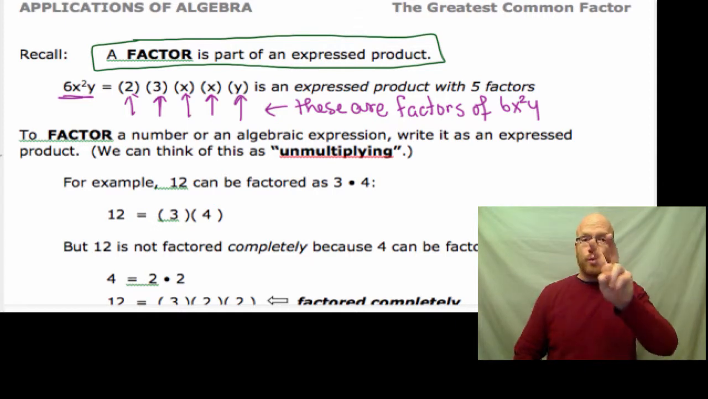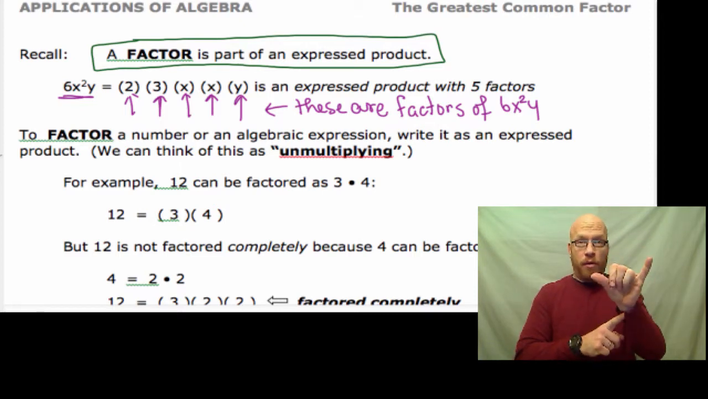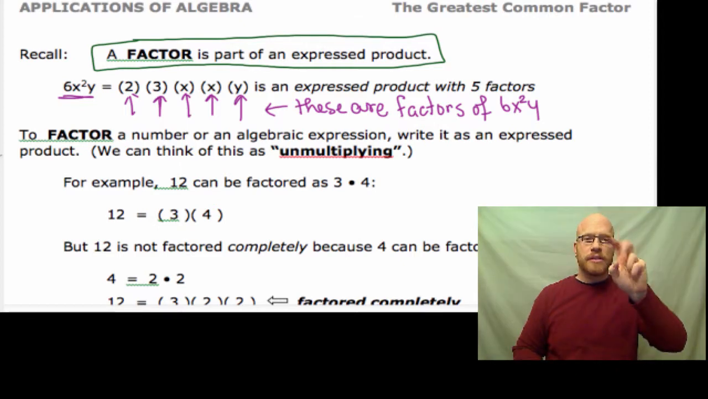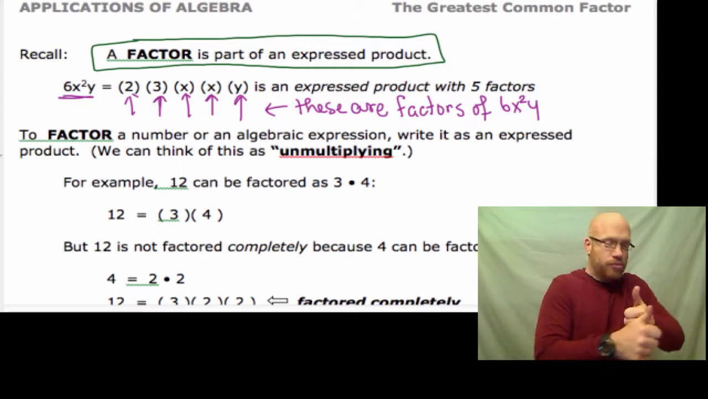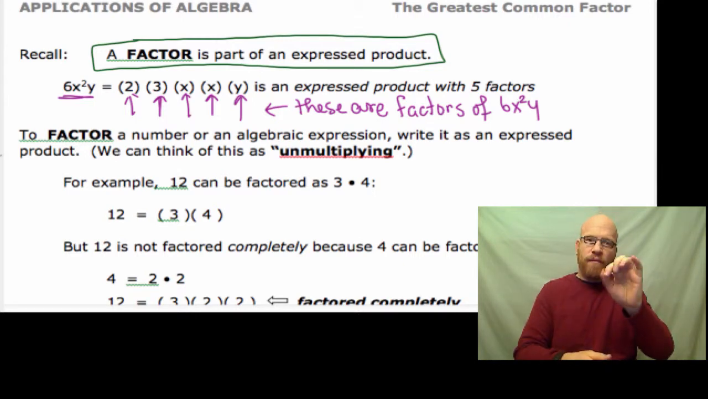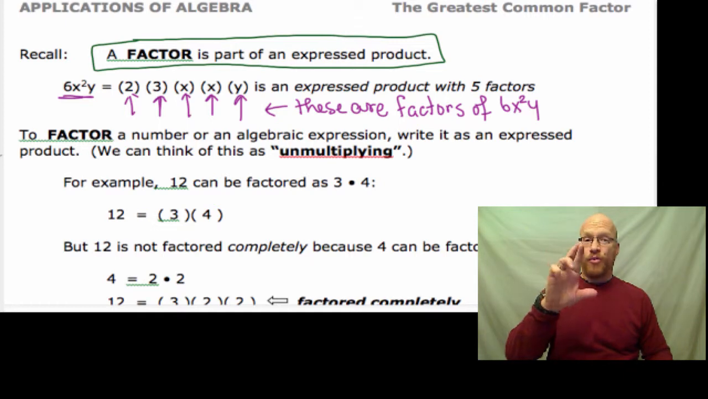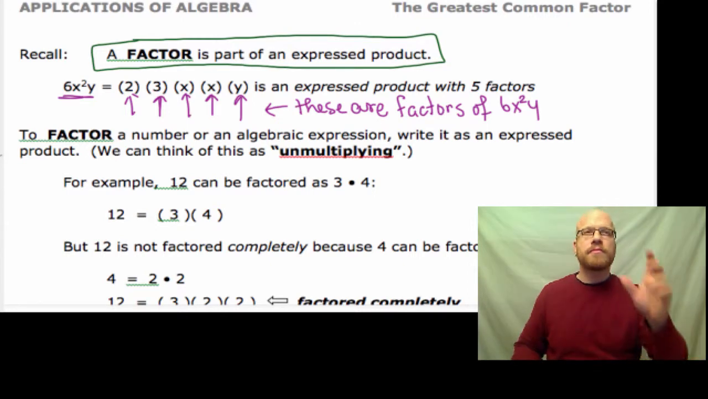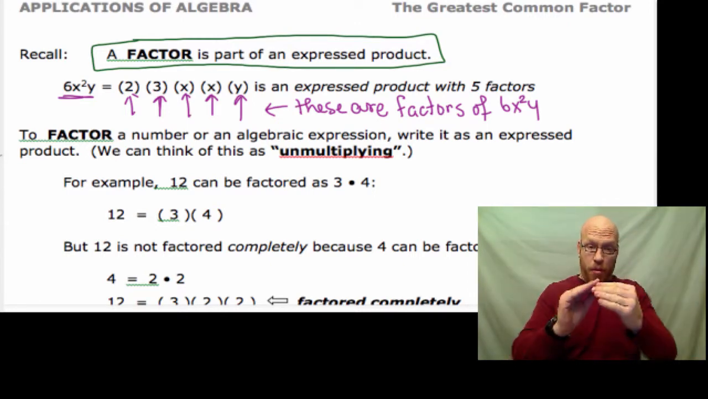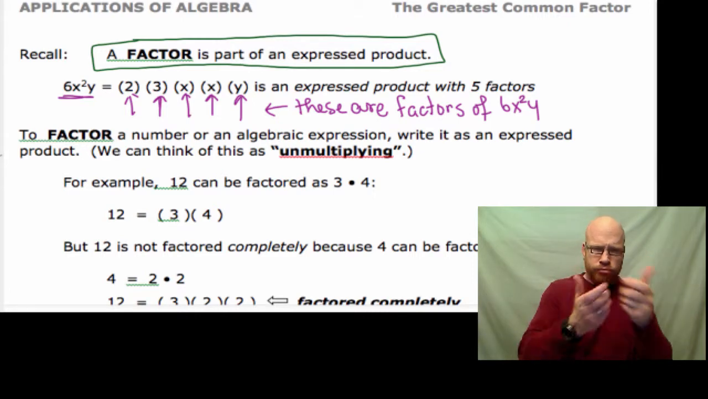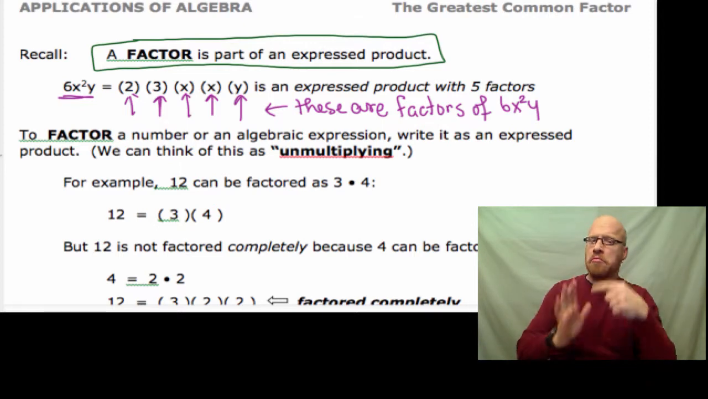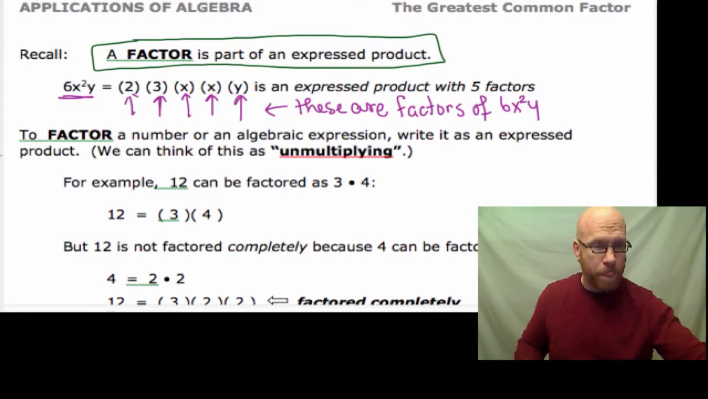Now it's 2 times 3 times x times y. There's 5 factors within this term. And if you multiply those together, it becomes 6x squared y. Each one of these numbers are factors of that term. Now, what is a factor? It's like having a number, and this number can be divided into other numbers, right? So those numbers multiplied together become that number again. We'll look at 12, so it's clearer.